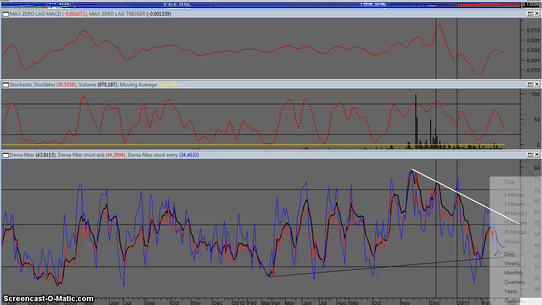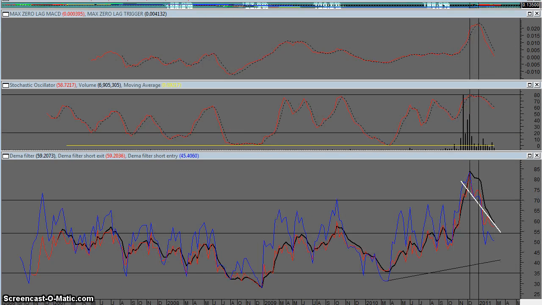Let's have a look at the weekly indicators. And our DEMA is still heading down. We've got a little short exit here, but it's trying to straighten out. SCOF is still on the way down, and MACD is still on the way down.